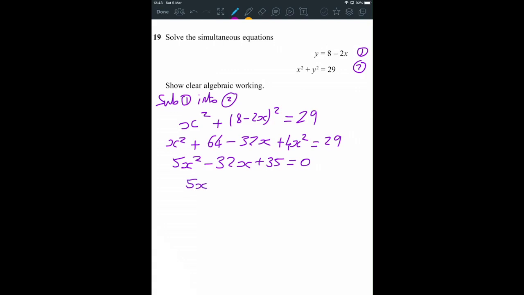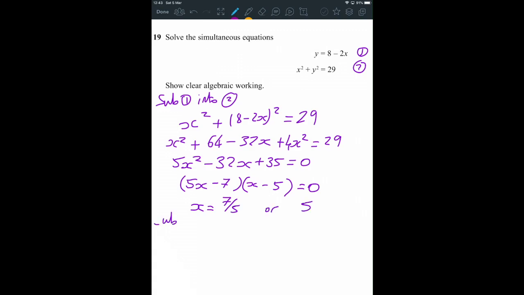You're probably welcome to use the quadratic formula. But I've noticed that 35 is 5 and 7. 5 with 5 makes 25. With the extra 7 can make 32 if I choose everything to be negative. And you can re-expand that to check. So x is either 7 over 5 or 5.